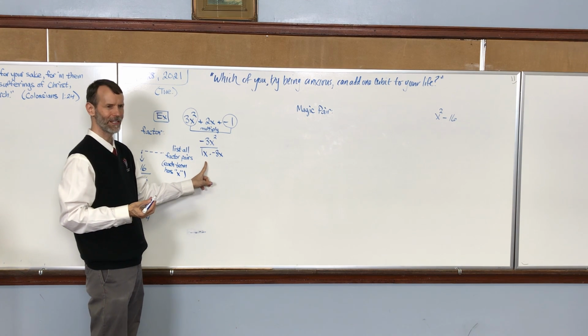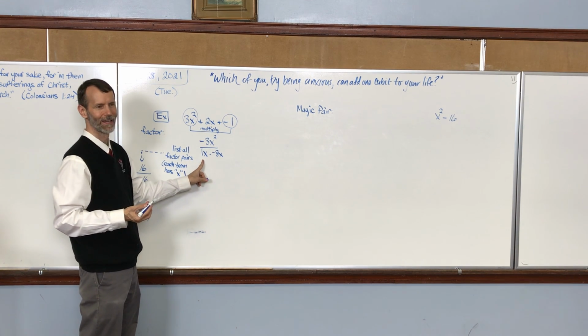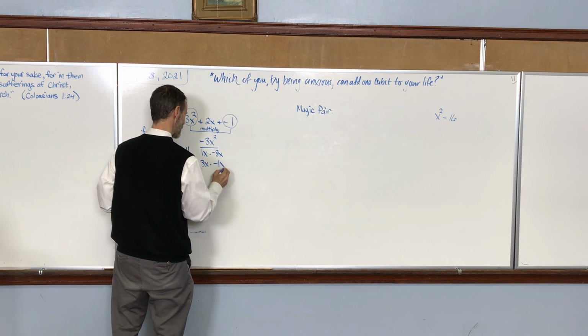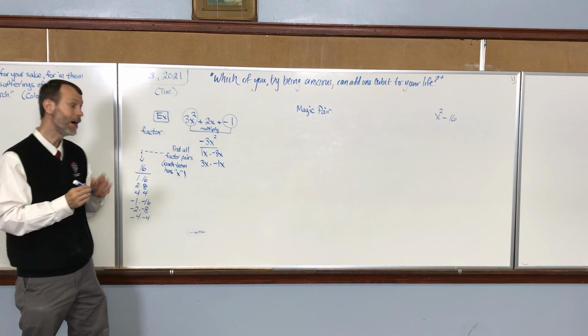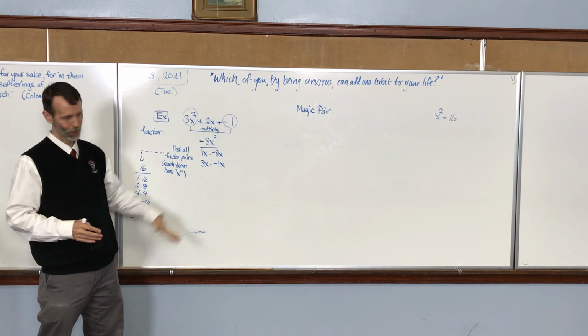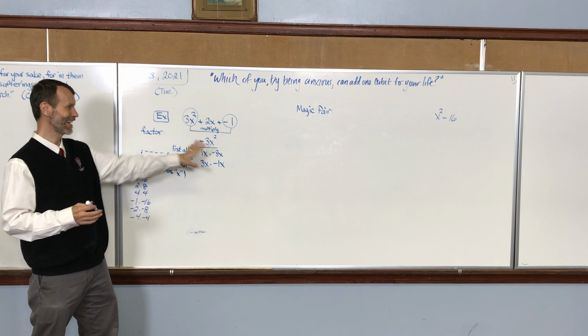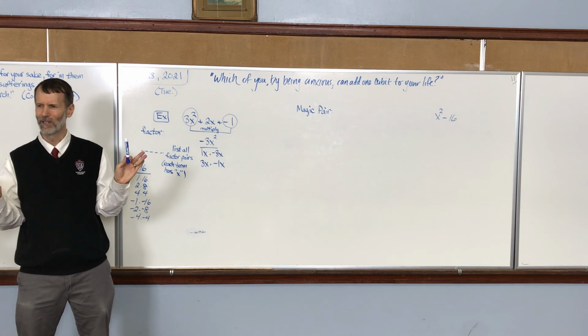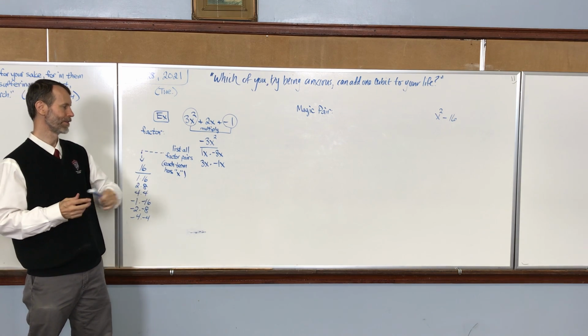Would 2x work with anything? No. How about 3x? Yeah, 3x times what? Is that a repeat? No. The signs are different. That's actually all the pairs that ever will work on this. That's actually kind of lucky. There are only 2 pairs to look at. Everybody okay so far? So those are all your pairs, your factor pairs.